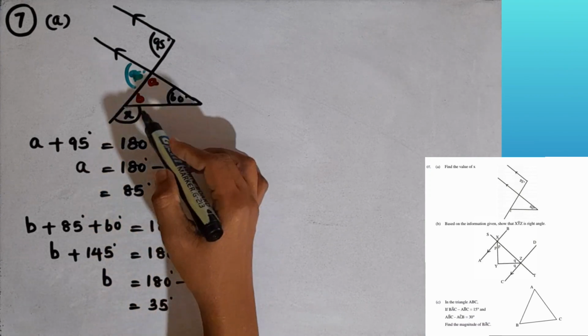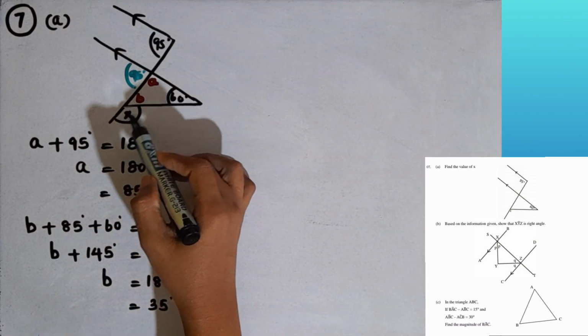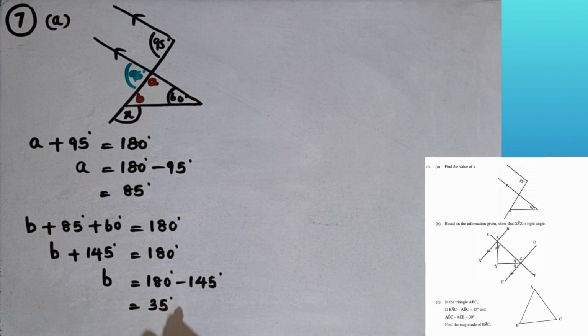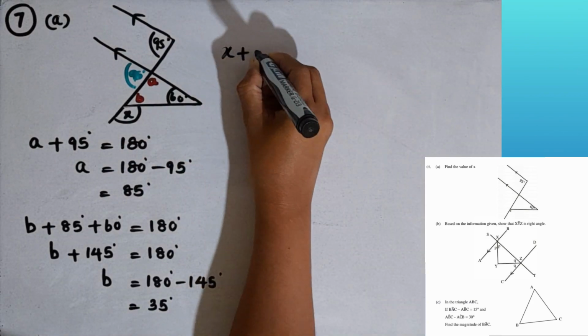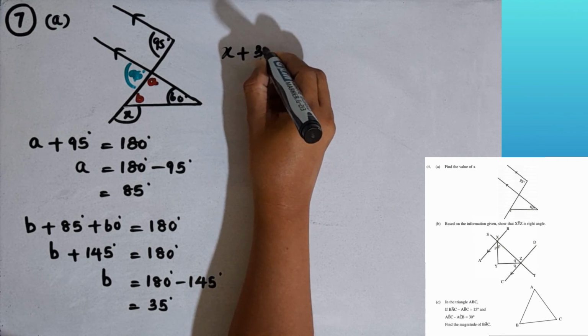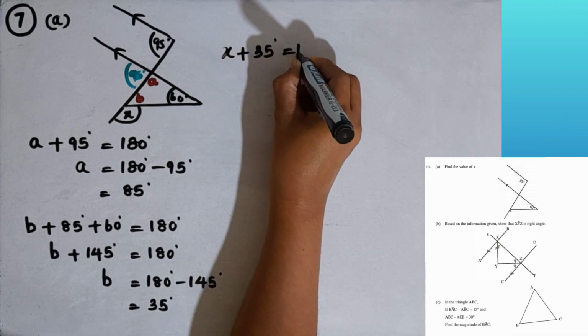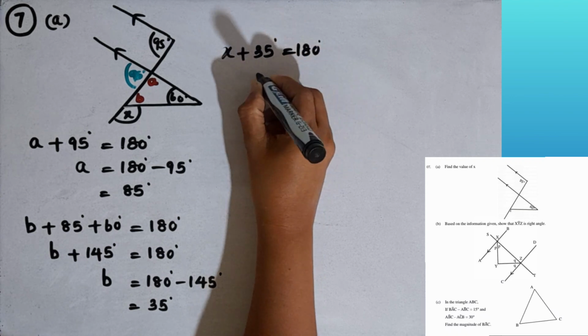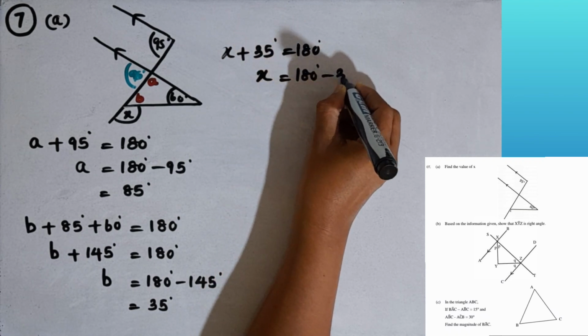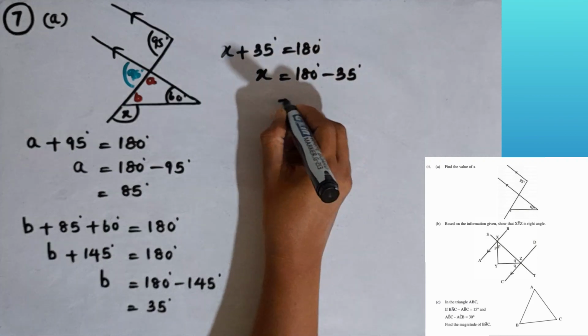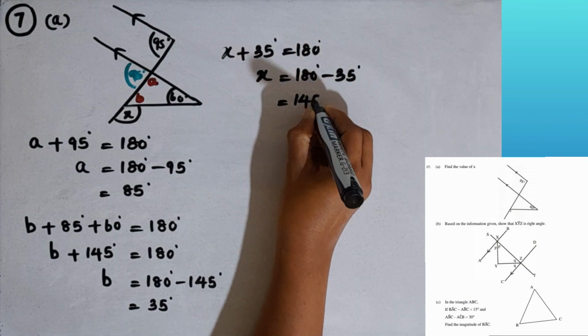So, to find x, again we have to use the sum of the angles on the straight line. Then x plus 35 is equal to 180. Then x equals 180 minus 35. That is 145 degrees.